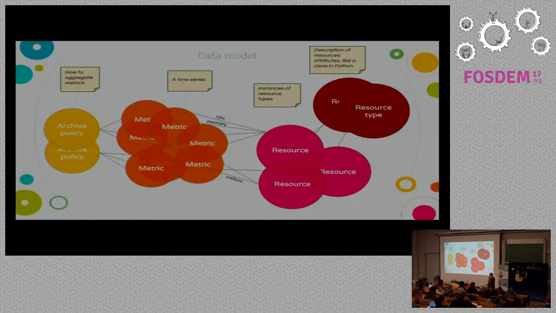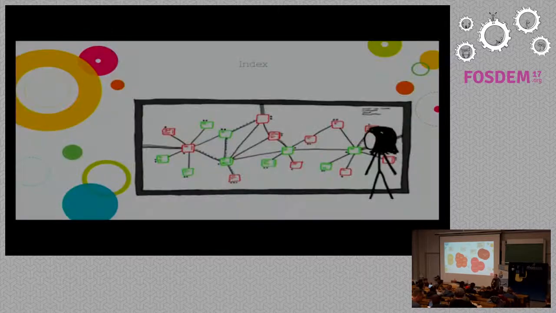So resources, it's exactly like classes in Python. We have resource types where you declare a type of resource, for example, an instance, a virtual machine. You declare attributes like the host it's running on, the flavor, these kinds of things, and you can instantiate them as a resource, and you can link metrics against them. So, for example, you can call a metric CPU or memory usage, or if your resource is an application, you can have a metric which is the number of visitors.